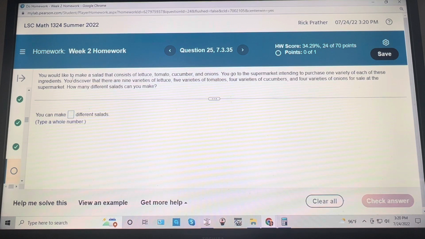You would like to make a salad that consists of lettuce, tomato, cucumber, and onions. You go to the supermarket intending to purchase one variety of each. So here's one of these "one of each" things. This is different. And you discover there are 9 varieties of lettuce, 5 varieties of tomatoes, 4 varieties of cucumbers, and 4 of onions. How many different salads can you make? This is like my Olive Garden example. So I need to choose 1 of the 9 lettuce, 1 of the 5 tomatoes, 1 of the 4 cucumbers, 1 of the 4 onions.